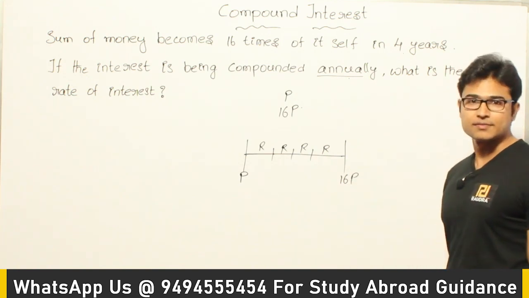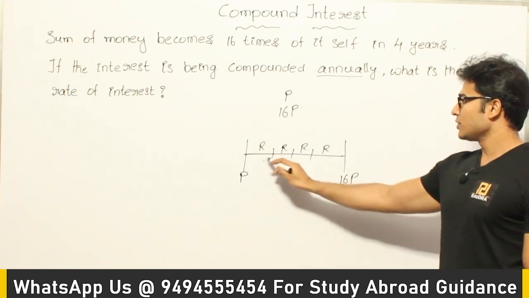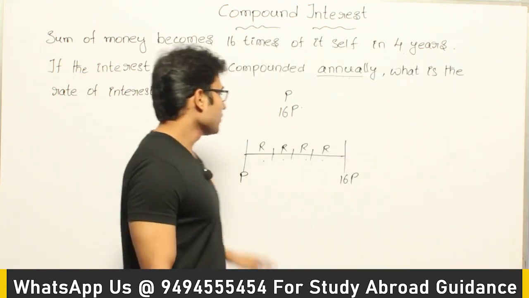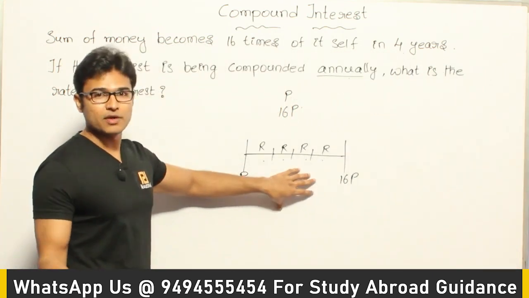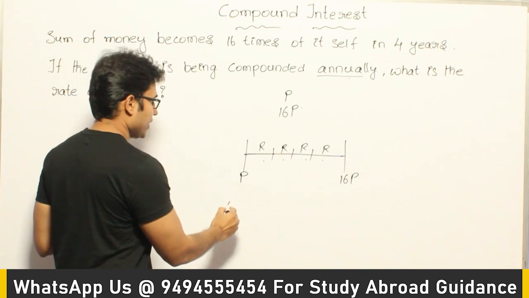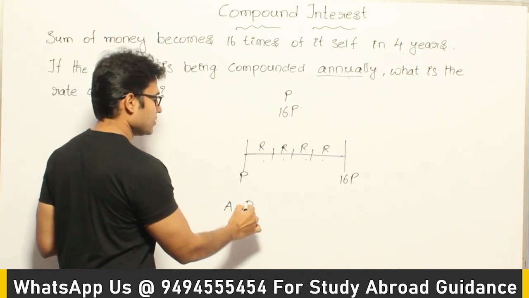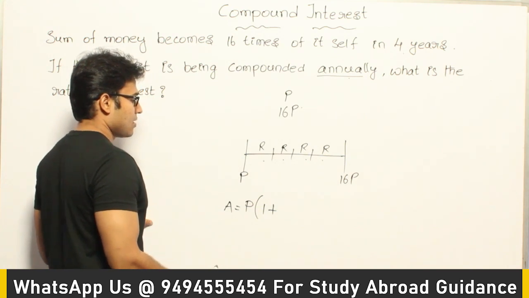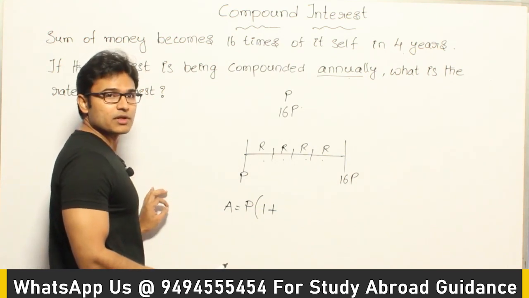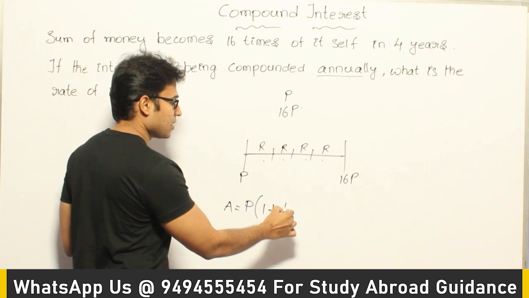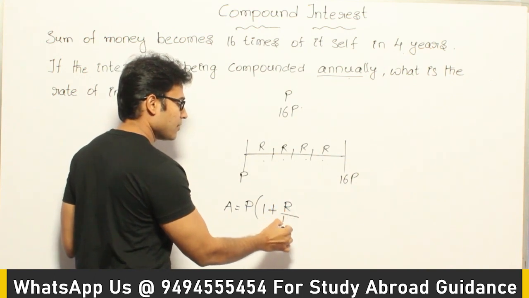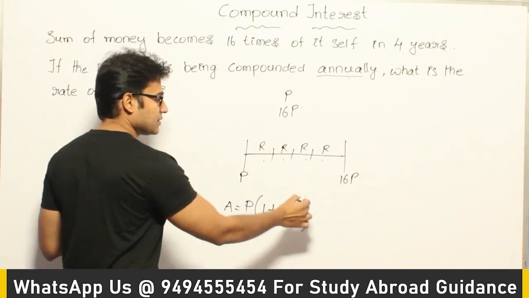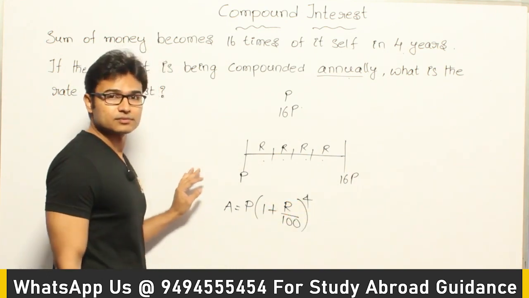Now accordingly, if P you are going to invest here, they are saying that it is becoming 16P by the end of 4 years, right? And the number of years or number of parts here is 4. The slot is 4. Now how can we express it in the formula that we have derived? Now we know that amount A equal to P into 1 plus rate of interest per part. So rate of interest per part is R divided by 100 whole power number of parts. So number of parts in this case is 4, isn't it?